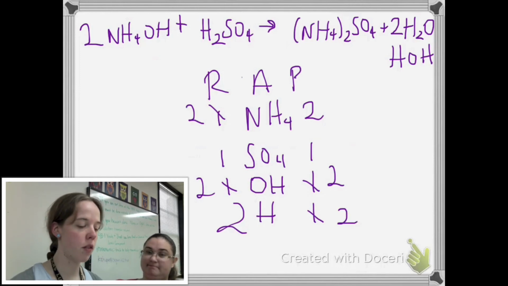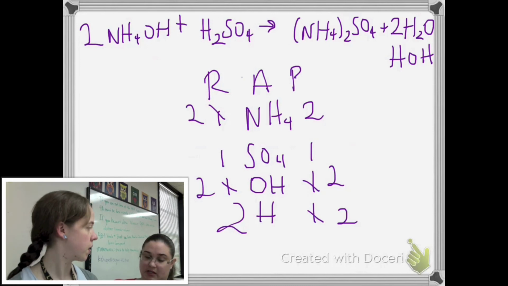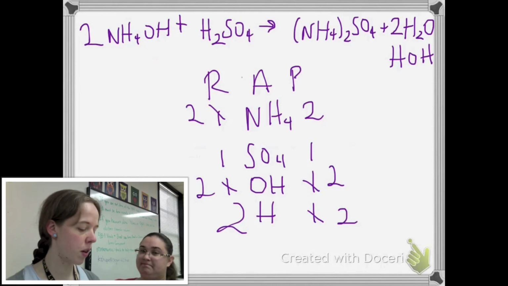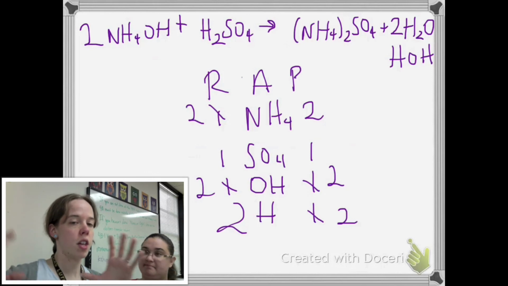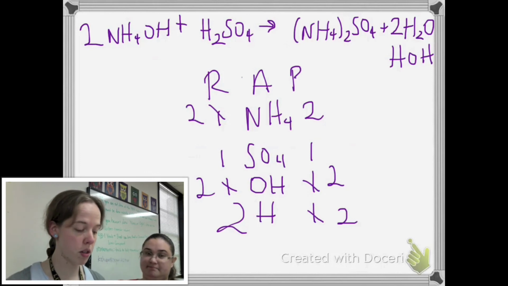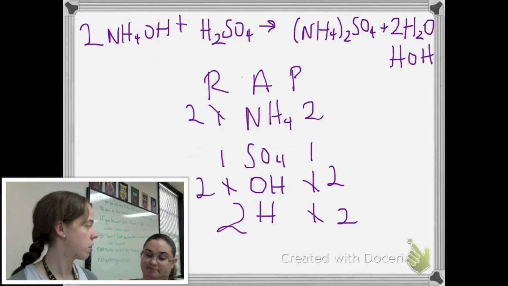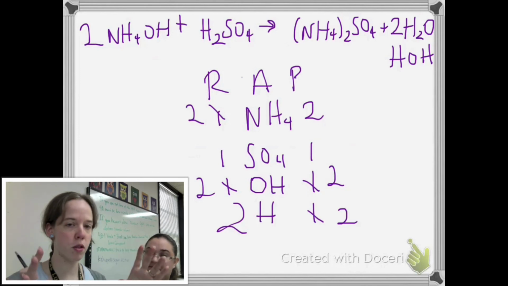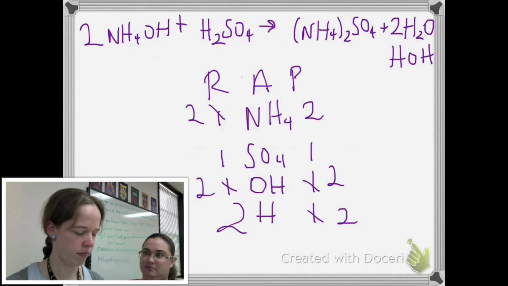So make sure you are following the law of conservation of mass, which means what? Nothing can be created or destroyed. So any atoms you start with, you have to end up with. You have to have the same number on both sides. And what's the only thing we can change? Coefficients. So put big numbers in front. Do not touch the subscripts. Don't. All right.